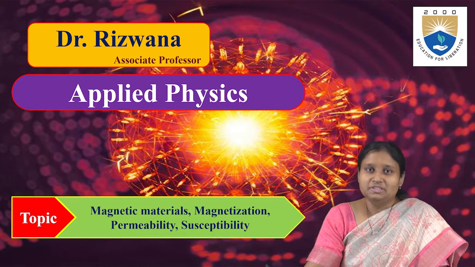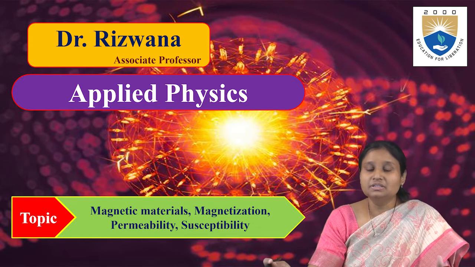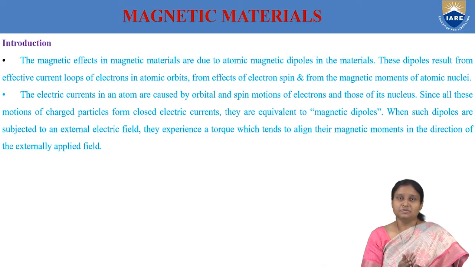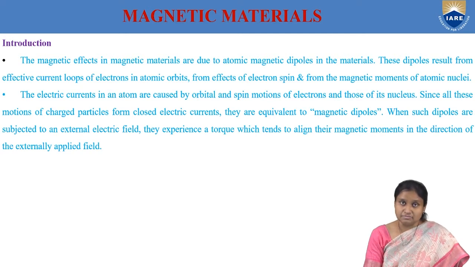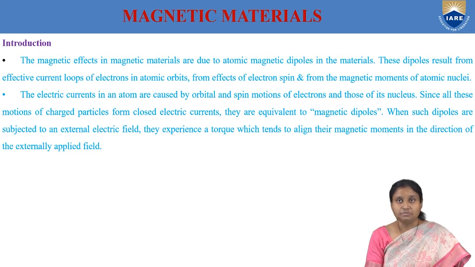Today, we are going to discuss magnetic materials and different terms related to magnetic materials. Now, when we talk about magnetic materials, if we take one particular magnetic material that has the property of magnetism, then the main contribution to magnetism comes from electrons that are present inside the atom.